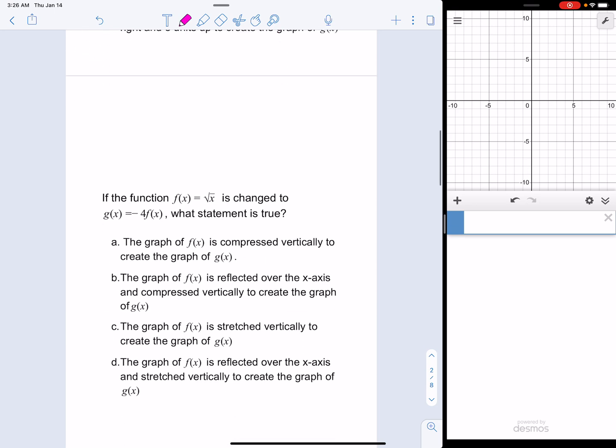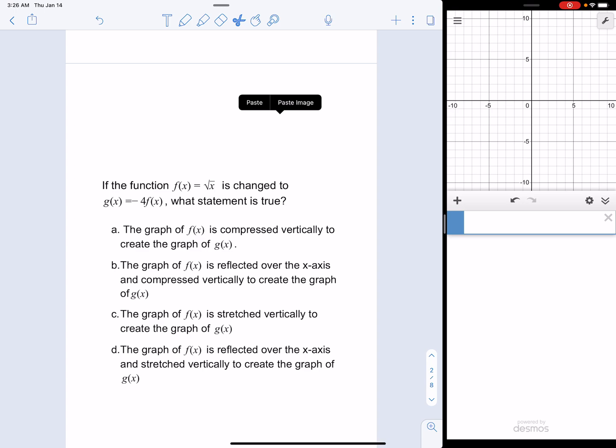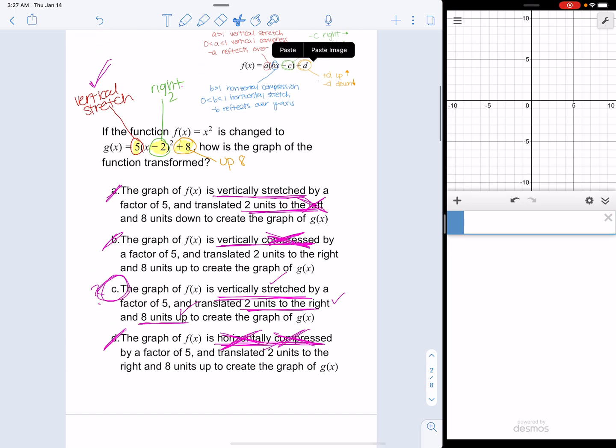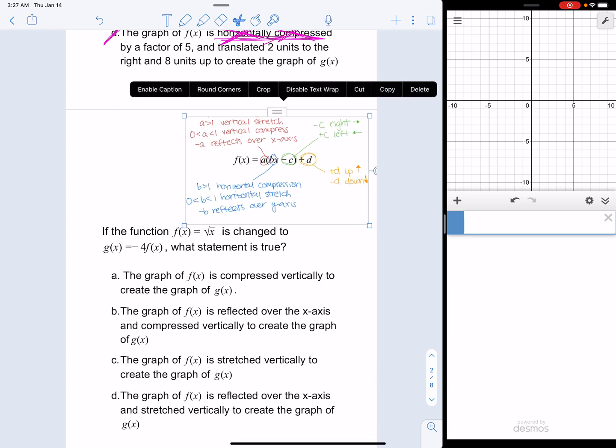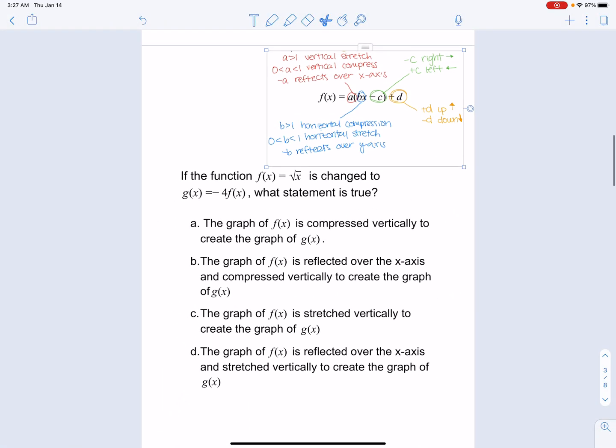Very good. So, let me just copy this one. You could have done it in the graph. I'd prefer you using the rules because it makes it easier. So we're just going to use the rules.